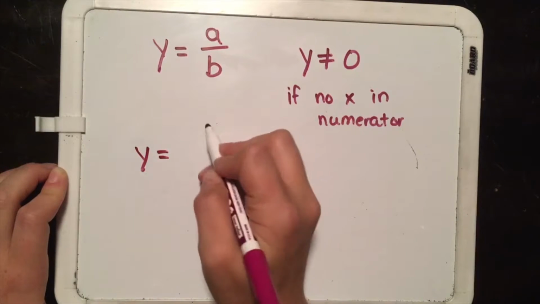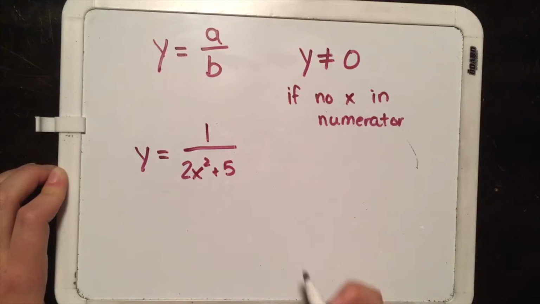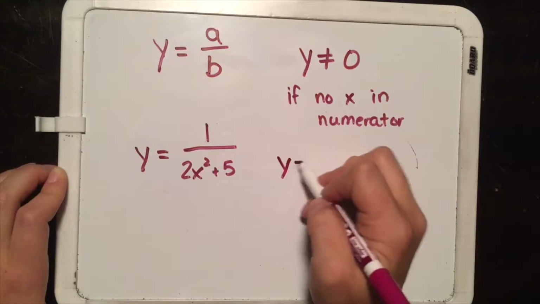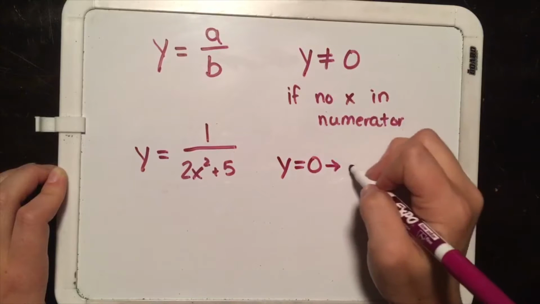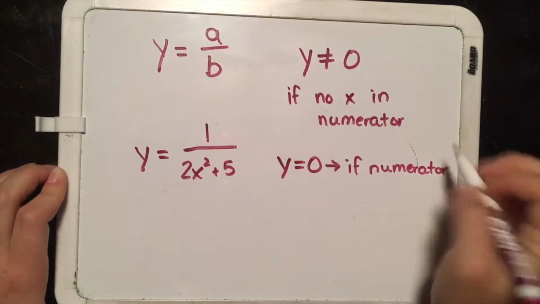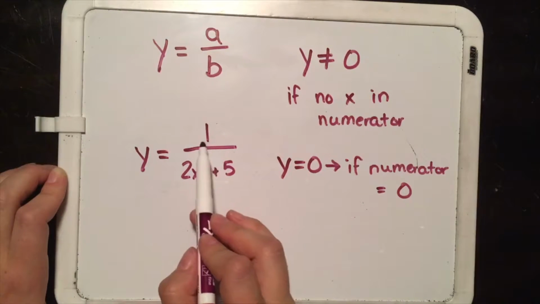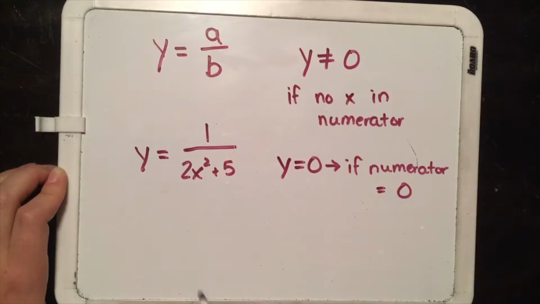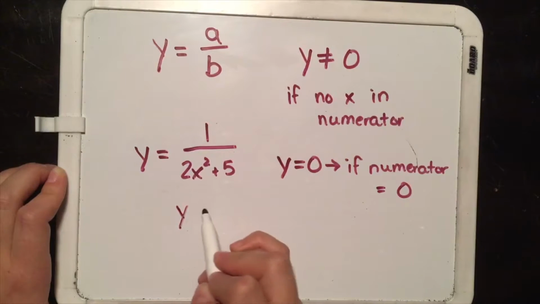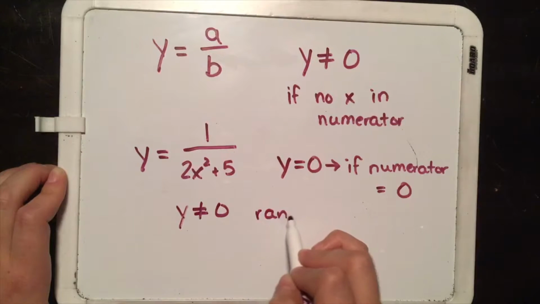y equals 1 over 2x squared plus 5. y can only equal 0 if the numerator equals 0. But will this 1 ever equal 0 regardless of what we plug in for x? No, this 1 will never turn into a 0. So in this case, y will never equal 0, and we've already found our range.